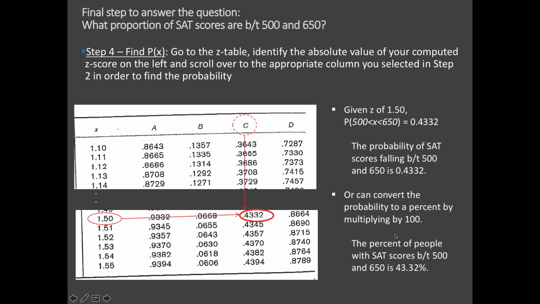Or you can convert that to a percent. So the probability would be 43.32% that it would be between those for any given person. Does that make sense? Okay.